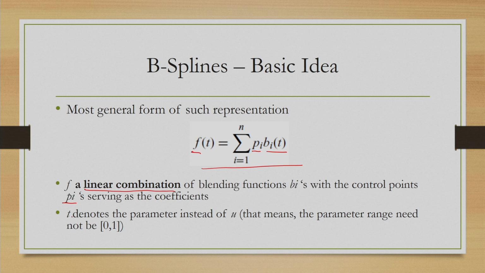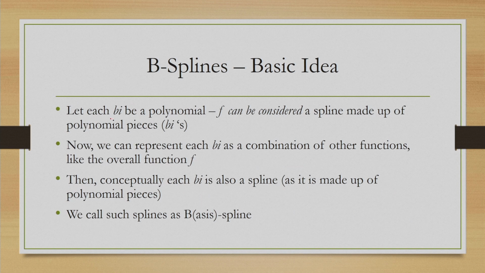Now, in this definition, one thing to be noted here is that we are using a parameter t instead of u. Now, this parameter is more general, that means that we need not restrict ourselves to the range defined for u, that is between 0 to 1. So, the t can take any value, not necessarily within the range 0 to 1. Now, each Bi is a polynomial, let us assume that. So, then f can be considered as a spline made up of polynomial pieces, which is basically the idea.